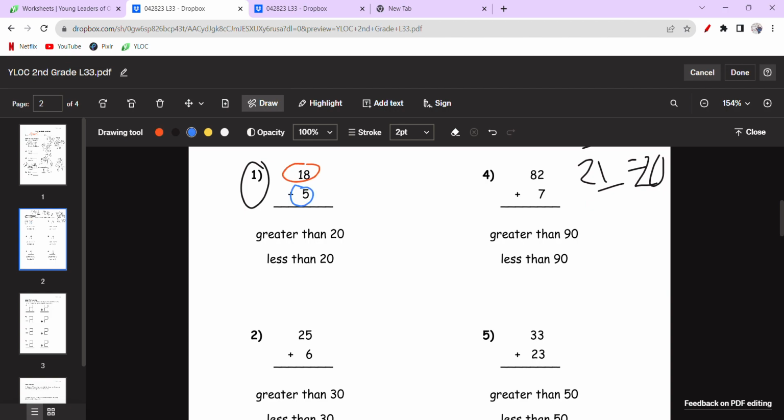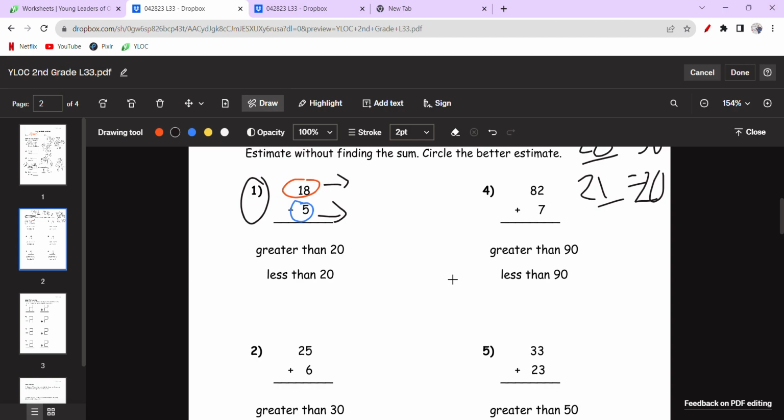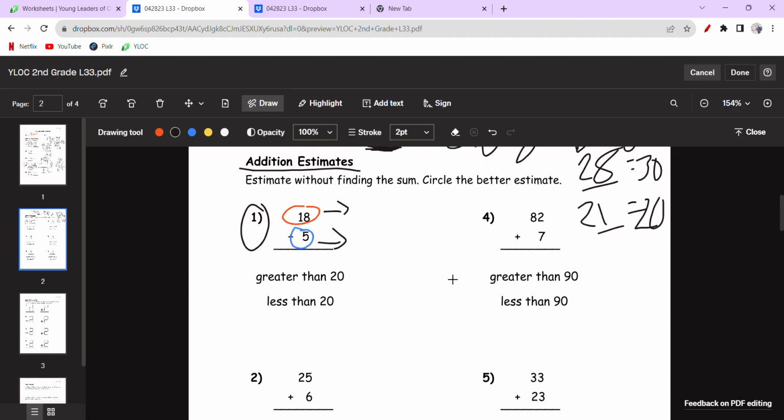Here we're going to estimate each number and just add them. This is not going to be accurate, so don't ever use this in real life, but they want us to specifically estimate here. 18 rounded up would obviously be 20.